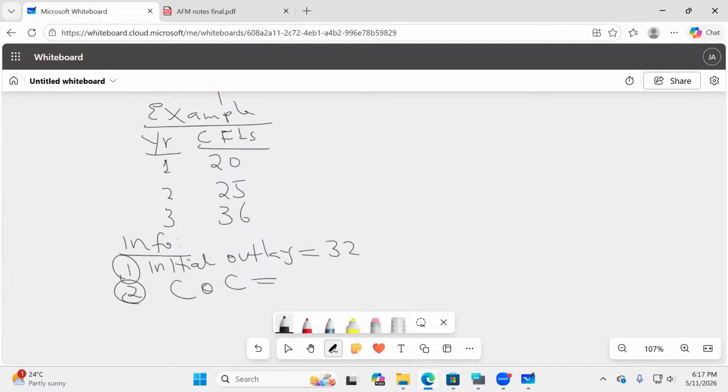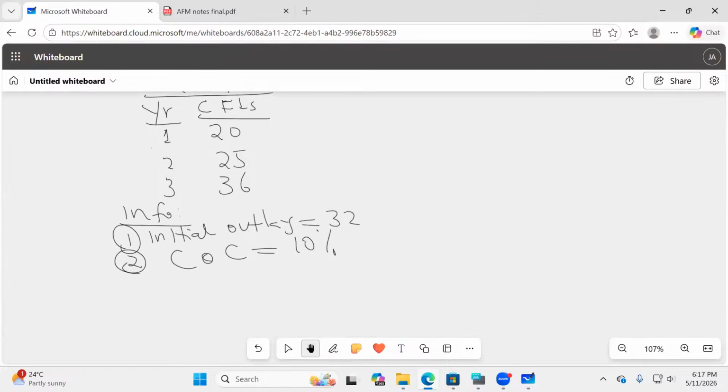Cost of capital, which will be our R. So this R, they have given us here 10%. So then what do they want me to do? What is the requirement here? The requirement here, my good students, is that they want me to get the net present value.